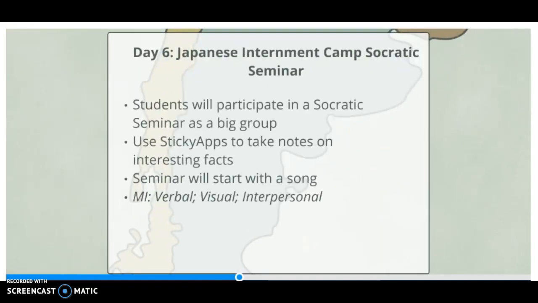So day 6, Japanese internment camp Socratic seminar. I love using Socratic seminars in classes because it allows for students to talk in a group. You can have one big group or you can have smaller groups. But with Socratic seminars, it allows for the students to learn from each other. And I think that's so much more impactful than just learning from me, because they're able to learn from all their classmates' different perspectives. And by learning from different perspectives, they have a more well-rounded view of history.